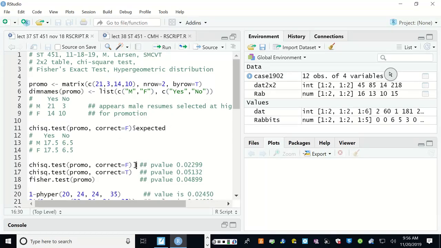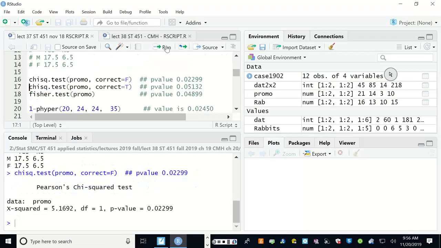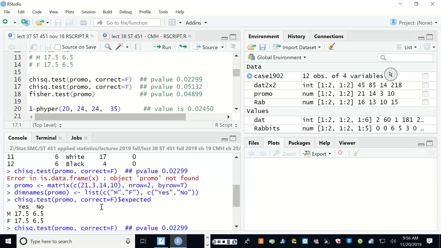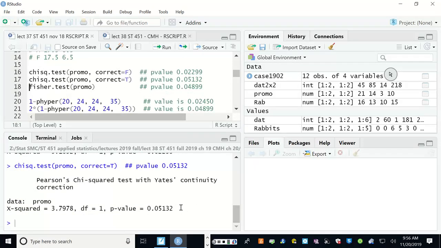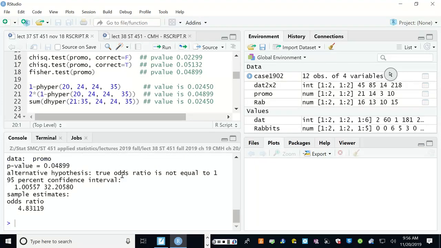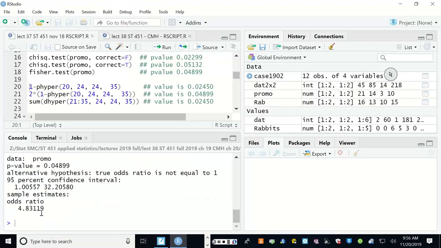The chi-square test gives you a p-value of about 0.025, with a warning. Right, it gives that p-value of 0.02, without the continuity correction. With the continuity correction it's a little bit higher. The Fisher test does this one, and it gives a p-value of 0.05. It also gives a confidence interval for the odds ratio, which is kind of interesting.